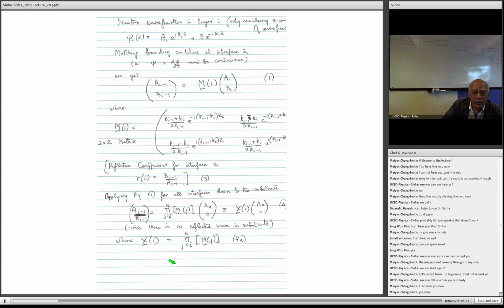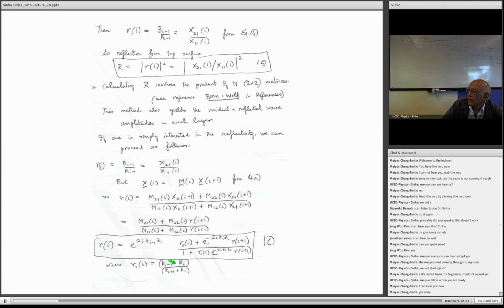I think the next slide, right? Yeah. So the reflection coefficient for the ith layer is simply b_{i-1} over a_{i-1}, and that can be written in terms of the 2 by 2 matrix X of i like this. And so the reflection from the top surface is simply the modulus squared of R of 1. That's the expression for the reflectivity.